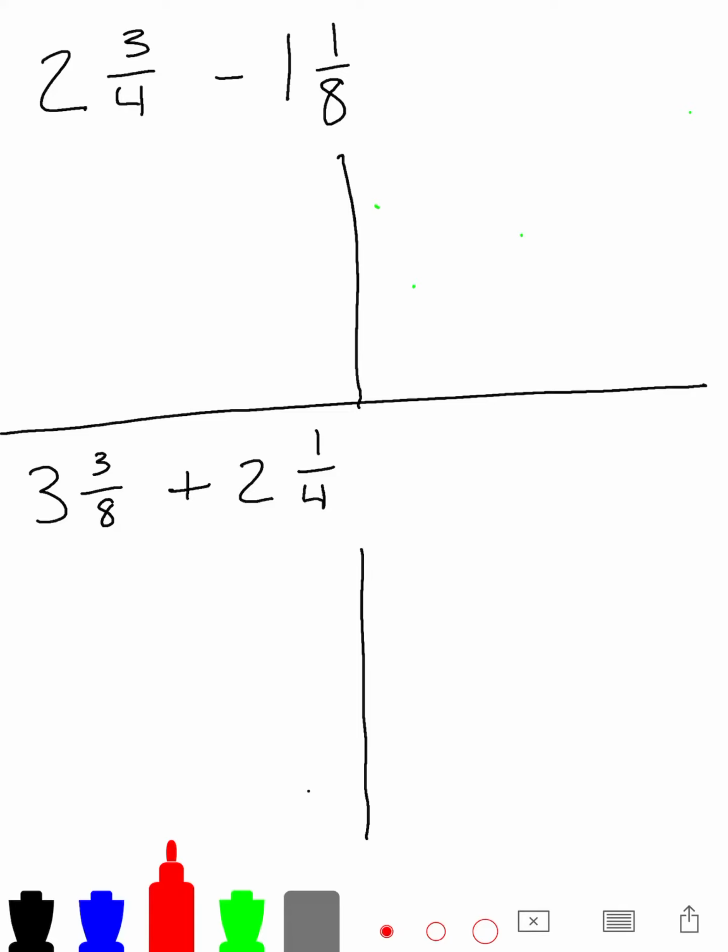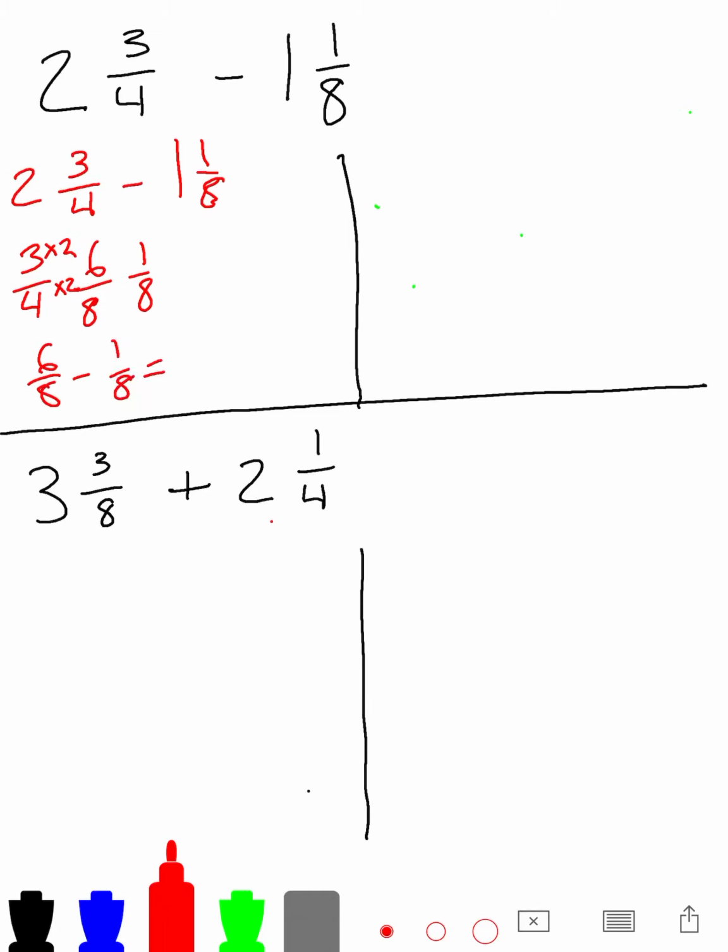The second strategy is to make them both improper fractions and then make them equivalent and subtract from there. So if I have 2 3/4 minus 1 1/8, I can do 3/4 and 1/8, and I know that I need to multiply by 2 to get them to be eighths, so that's 6/8. And now I have 6/8 minus 1/8, and that gives me 5/8. And then I have 2 minus 1, which is 1, so I have 1 and 5/8 as my final answer there.